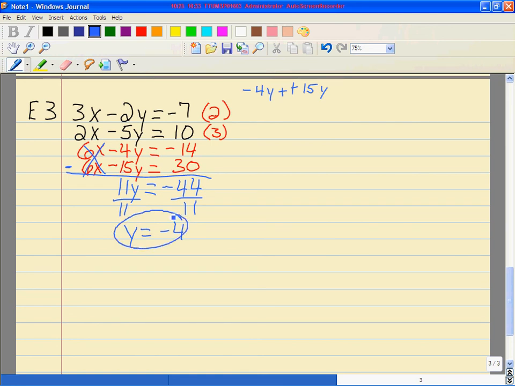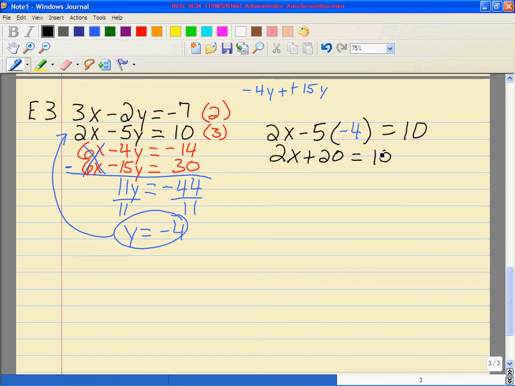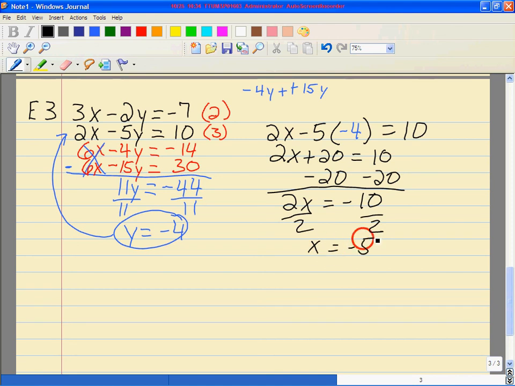Now again, now that we've got what one of our variables equals, we'll take that, substitute it into one of the equations to solve for the other. I'm going to substitute it into the second equation. So when I do that, I have 2x minus 5, parentheses, negative 4, close parentheses, equals 10. So I'll have then 2x, negative 5 times negative 4 is positive 20, is equal to 10. Subtract 20 from each side. And I'll have 2x is equal to negative 10, divided by 2. x equals negative 5. So our ordered pair for this one would be negative 5, negative 4.